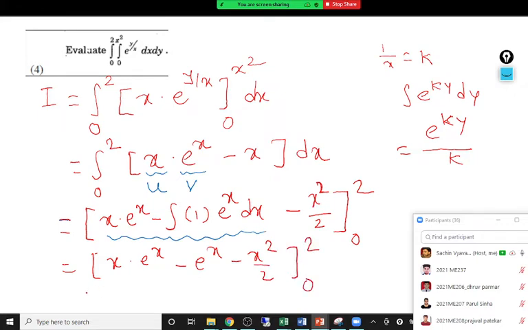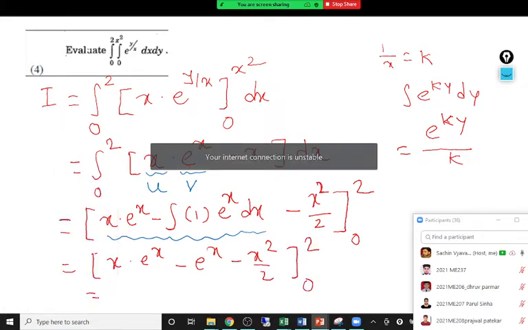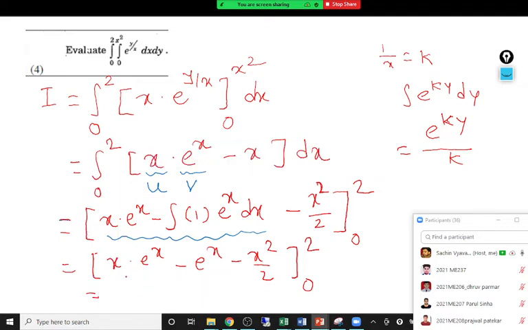Now put upper limit and lower limit and you can tell me the answer. If you put upper limit, what will happen here? X by 2. What will we get? E square minus 1. E square minus 2.